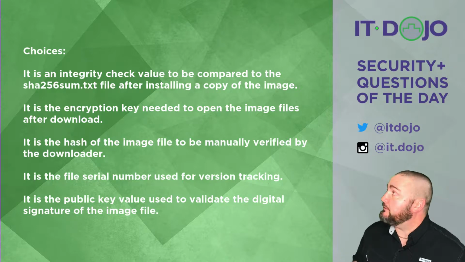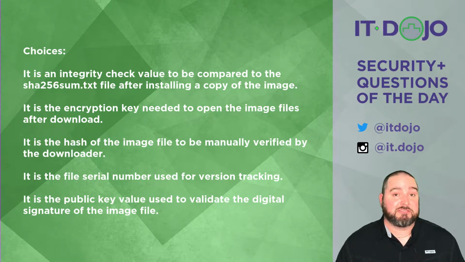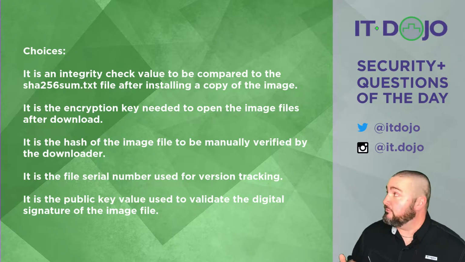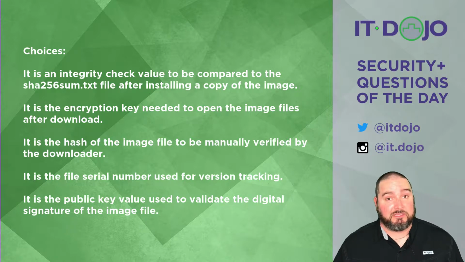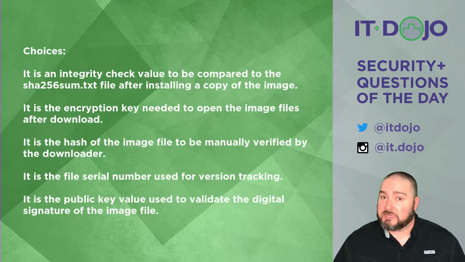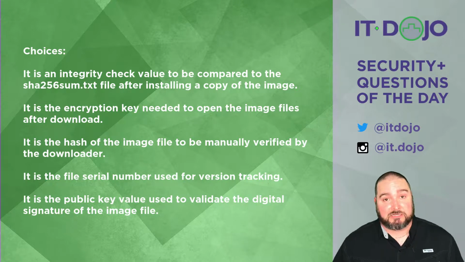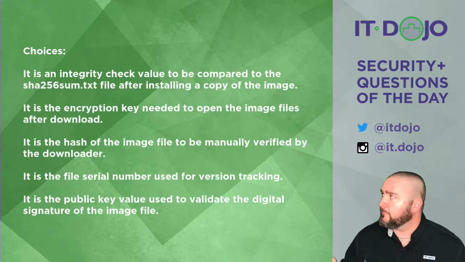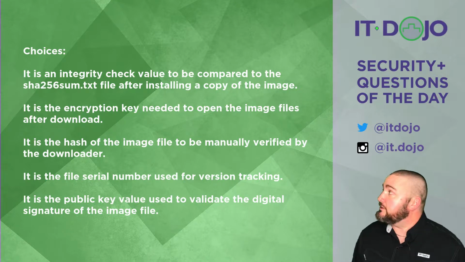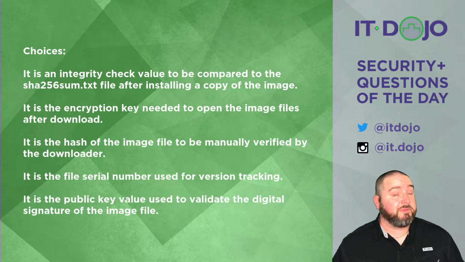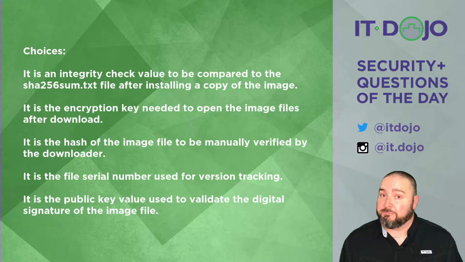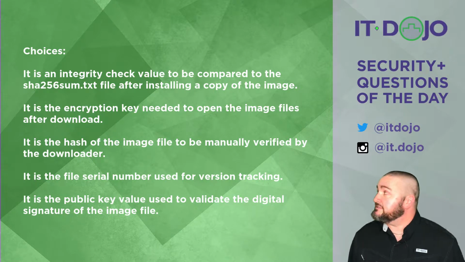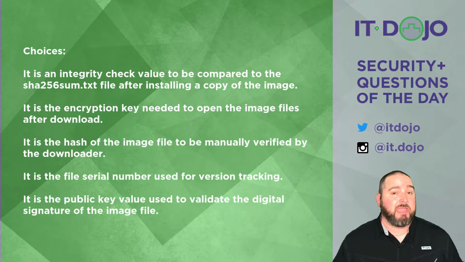Okay, the first item that I put up there was that it's an integrity check that should be compared to the SHA256sum.txt file that you'll find after you install an instance of the image that you've downloaded. That all sounds incredibly fancy, but it's entirely not true. It is going to be an integrity checksum value, but it's not stored in some file that's there after you install the OS, so that wouldn't be trustworthy anyway. So no, not the right answer. Second choice was that it's the encryption key that's needed to open the image file after you download it. Sounds compelling, but wrong.